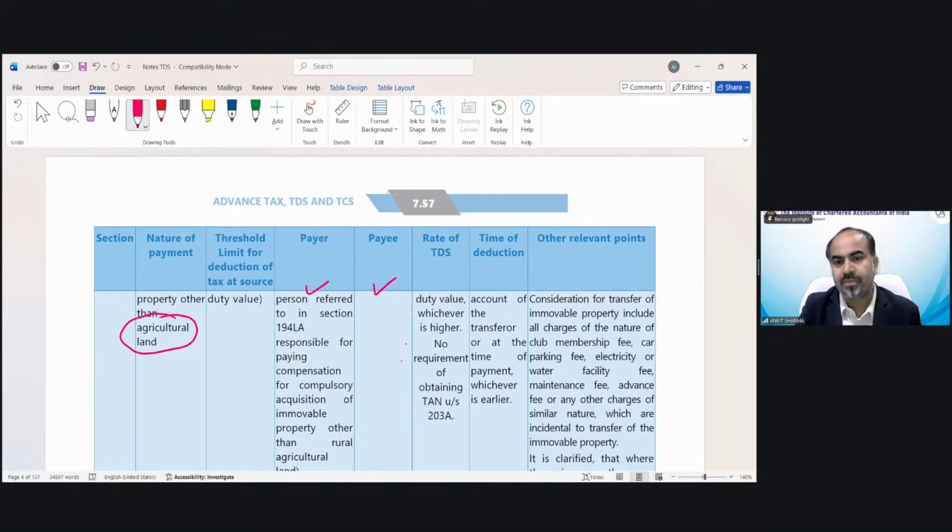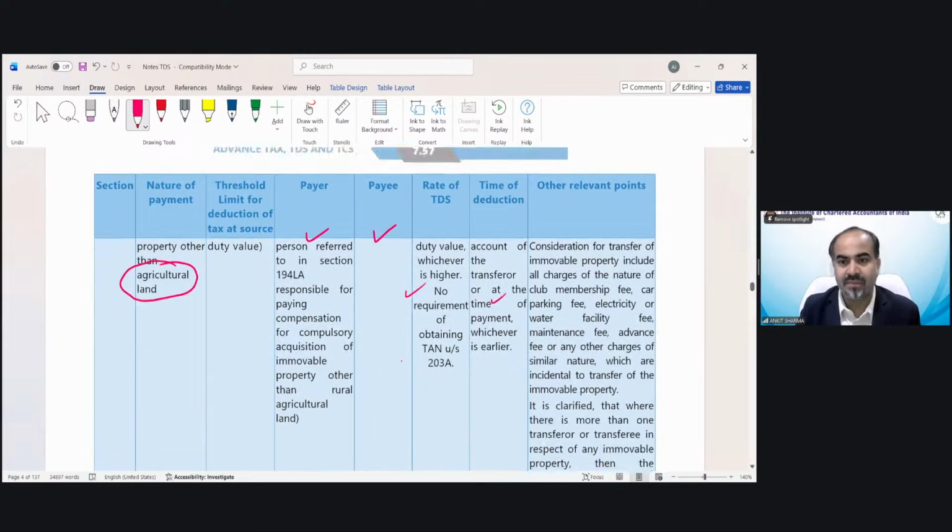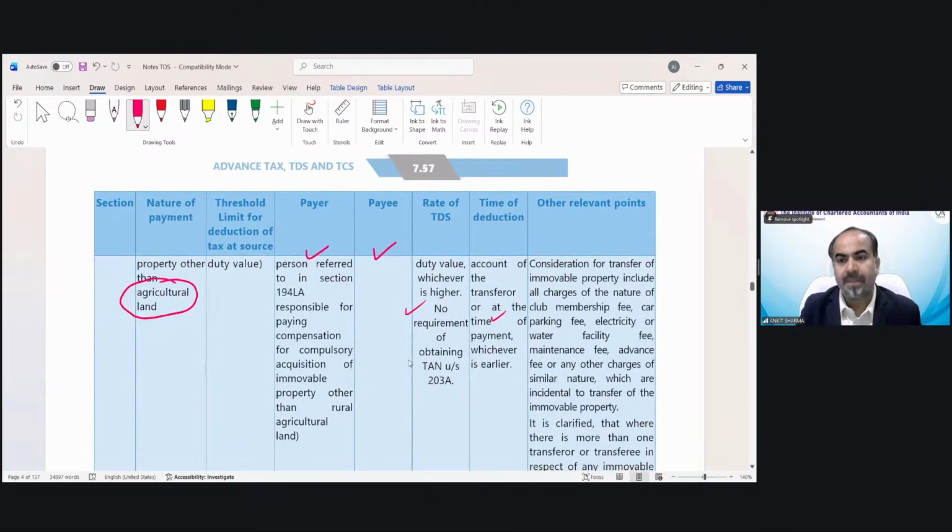Whichever is higher at the time of payment, etc. Meaning of consideration has been explained over here. Consideration means if you pay any parking payment, any gym health membership, etc., and it is mandatory for registration, then that amount also would be part of your consideration.